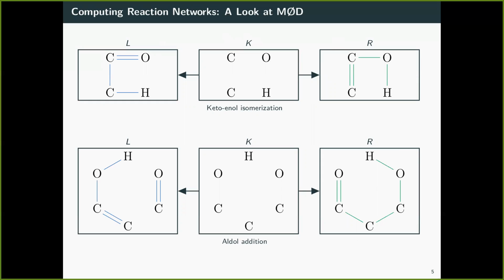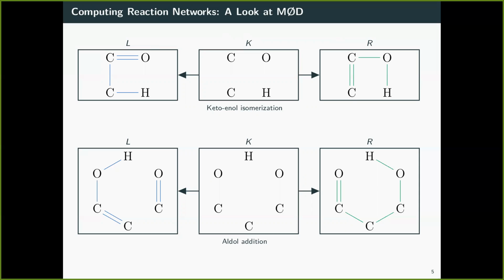Reaction rules are, on the other hand, represented by a double push-out rule. And these are graph transformation rules that specify how we transform one molecule into another molecule. How it works is a bit technical and not too important for the overall understanding. But what's important is that we try to find an embedding of the left-hand side graph into some host molecule, and then we remove anything that is on the left-hand side and add anything that is on the right-hand side to construct a new molecule. And here, for example, we have the rules for keto-enol isomerization and aldol addition, which is common in the Formose reaction, for example.